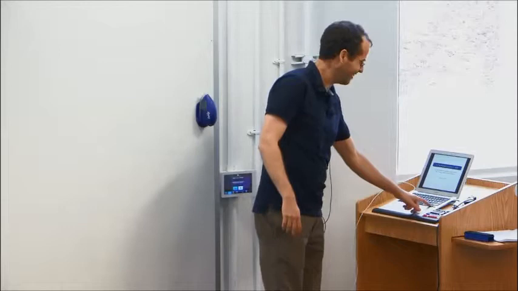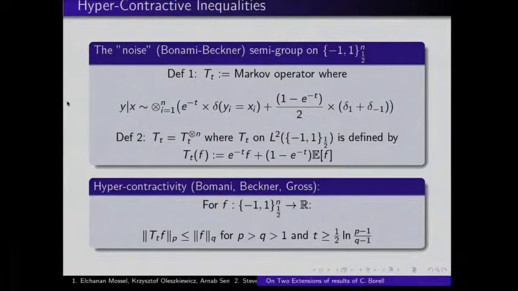So the first part of the talk is joint work with both Arnab and Krzysztof, who are both sitting here, and it's going to be about reverse hypercontractivity. And again, I'm going to go even maybe a little faster than I usually go, because we've seen this kind of stuff quite a bit during the workshop. So I'm going to talk about noise stability or noise sensitivity on the discrete hypercube. The fact that there's a half here means that I'm looking at the uniform measure on the hypercube.